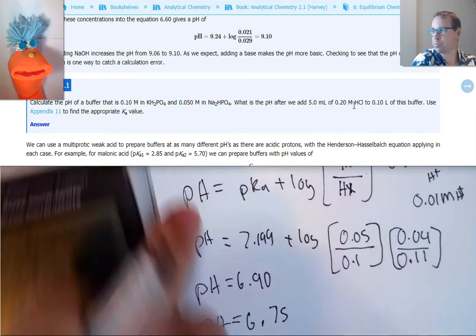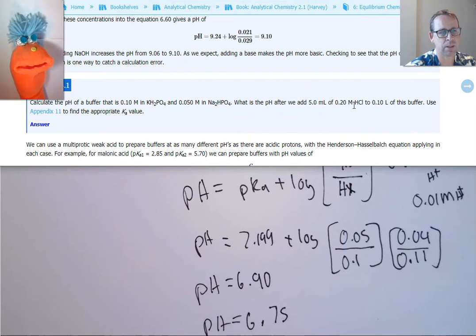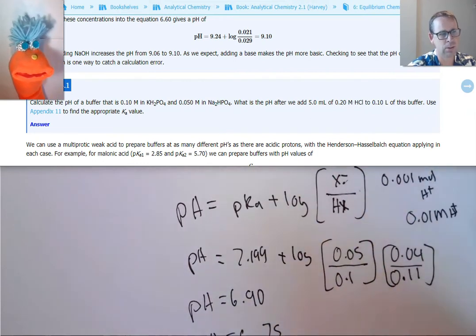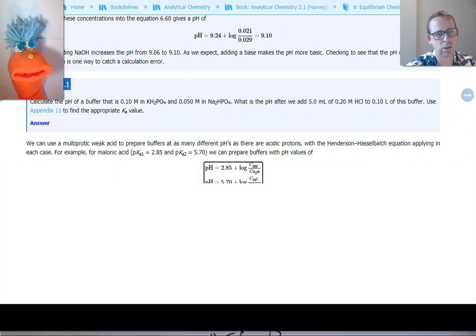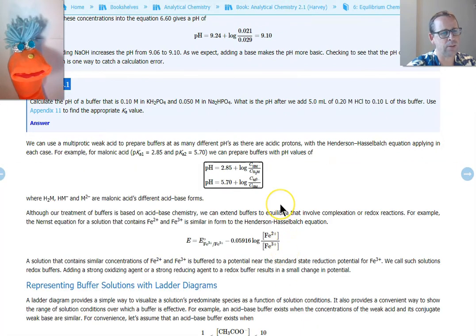6.75. Did my pH get more acidic or more basic? Went from 6.9 to 6.75. It got more acidic. Very good, more acidic. Is that consistent with adding a little bit of acid? Yeah. Okay, excellent. So we use the Henderson-Hasselbalch equation to identify the pH of buffers, and it's related to the relative concentration of the conjugate base and the weak acid. And then we can also identify concentration changes based on shifts. Okay.